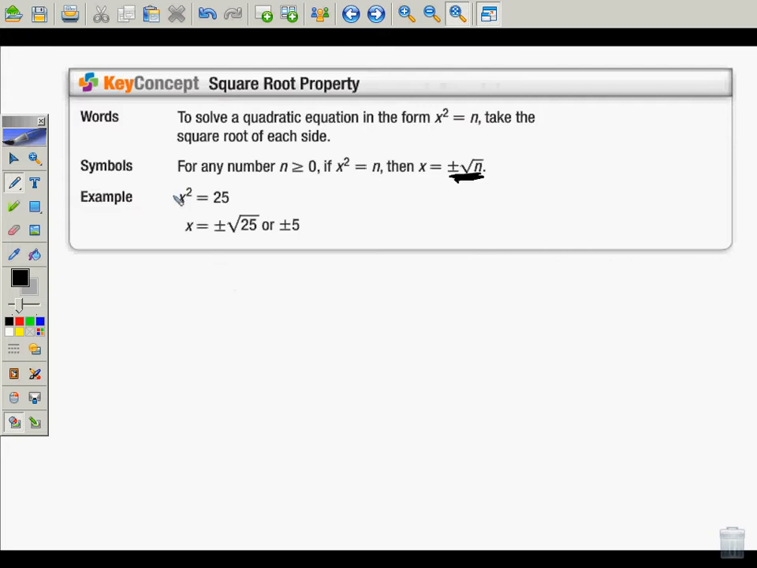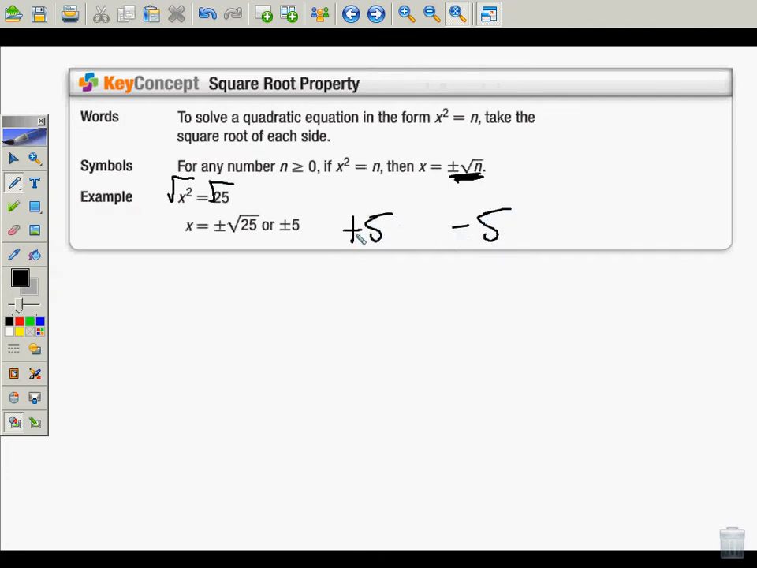If I would take the square root of each side, the square root of x squared is just x. Okay, hopefully you remember that. Equals plus or minus the square root of 25, or plus or minus 5. What this plus or minus means is that there's actually two answers, positive 5 and negative 5.